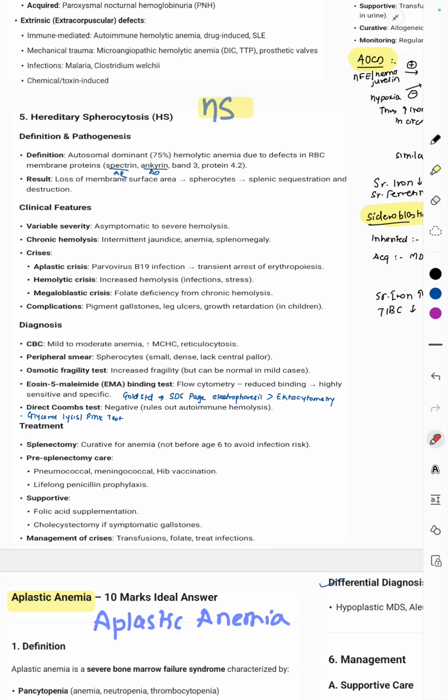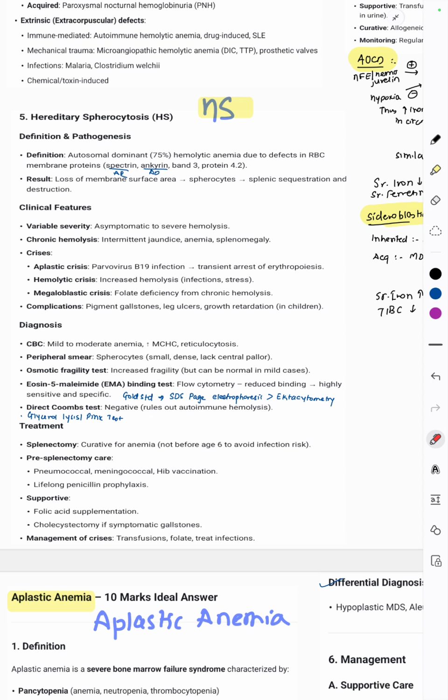Diagnosis is again made by CBC and peripheral smear, where it will show spherocytes, small dents, and lack of central pallor. In the osmotic fragility test, the fragility will be increased. Then the diagnostic test can be eosin-5-maleimide binding, which is a flow cytometry test. However, the gold standard is SDS-PAGE electrophoresis, greater than flow cytometry. Direct Coombs test will be negative, and the glycerol lysis test or pink test will be positive. Treatment: splenectomy is elective for hereditary spherocytosis.